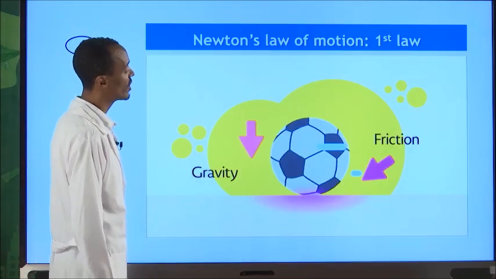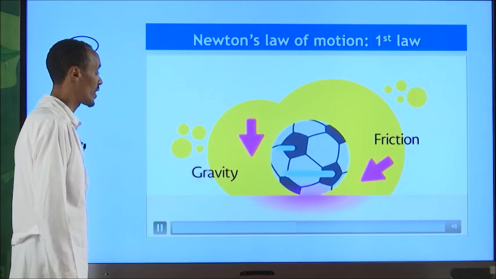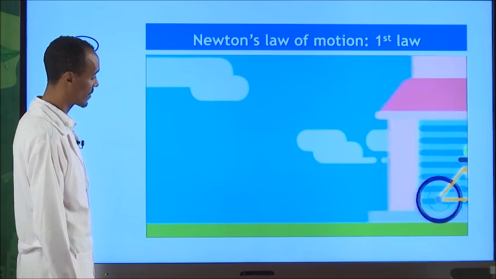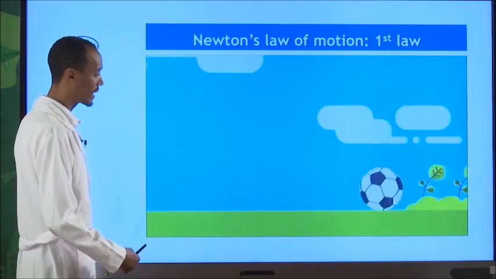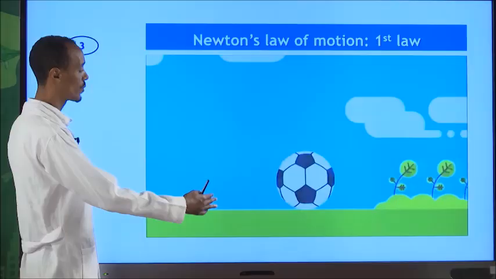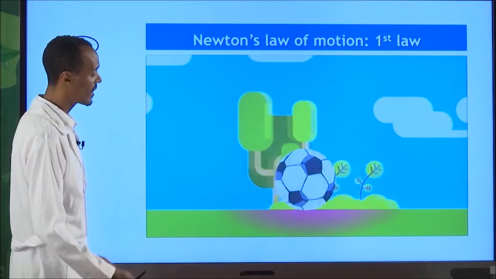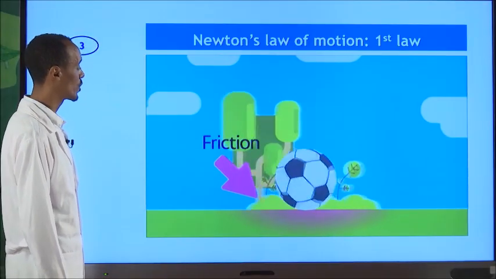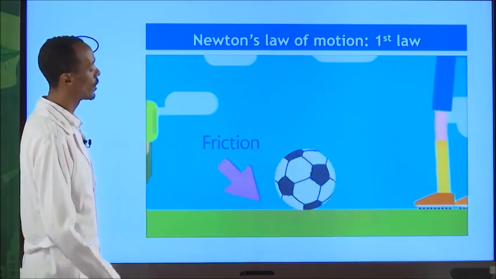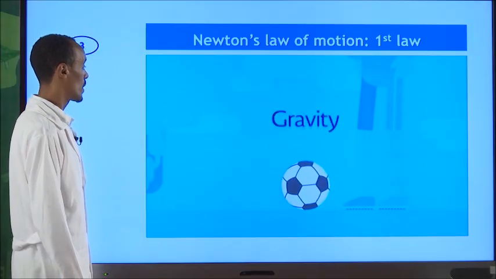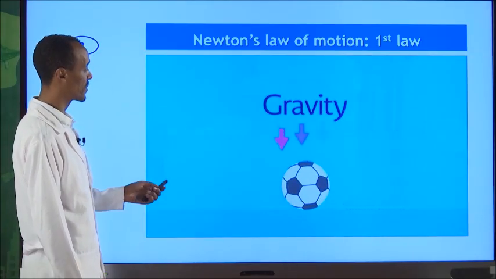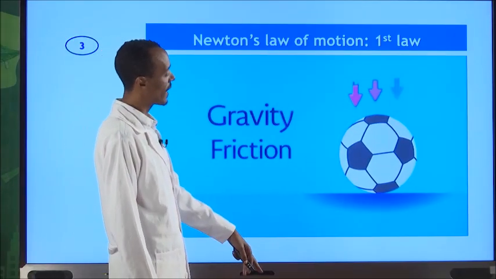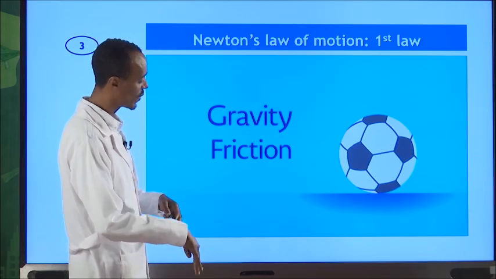We have the gravitational force, and we have the frictional force that exists between the ball and the surface of the earth. Now the man is cycling, the ball is moving, so they are continuously in motion. When they are at rest, they are continuously at rest. Now we are in a position, students, to say something about Newton's first law of motion. We have different explanations and different demonstrations. The ball is coming to rest because the gravitational force is also acting on it.